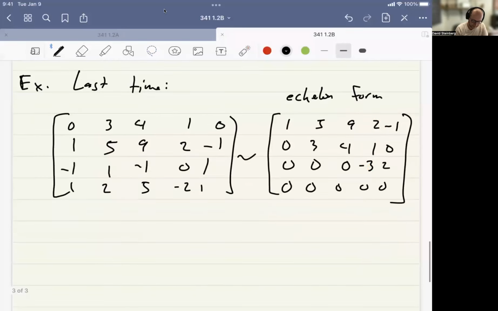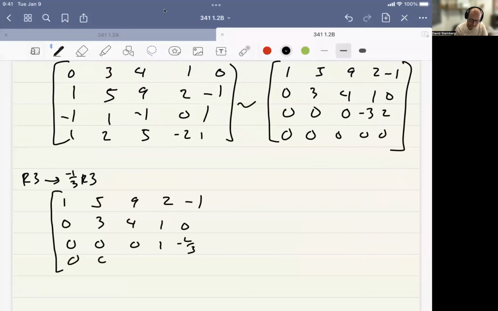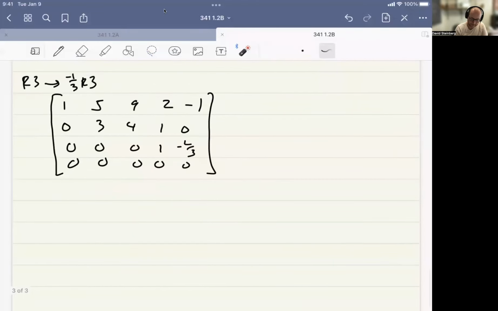Okay, so let's go row 3 goes to -1/3 row 3. And that'll give us what? 1, 5, 9, 2, -1, 0, 3, 4, 1, 0, 0, 0, 0, 1, -2/3. And that row of zeros isn't going anywhere.